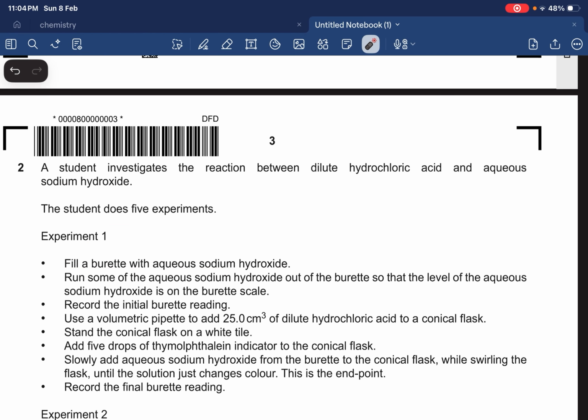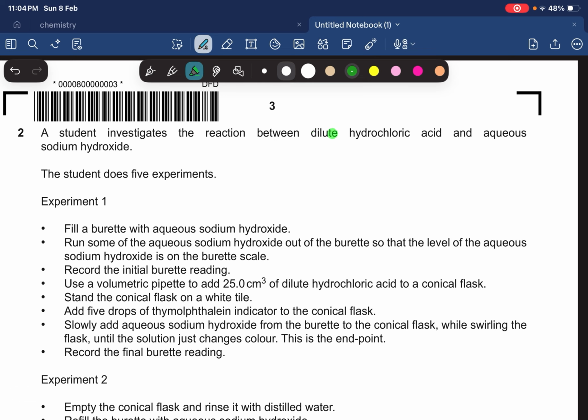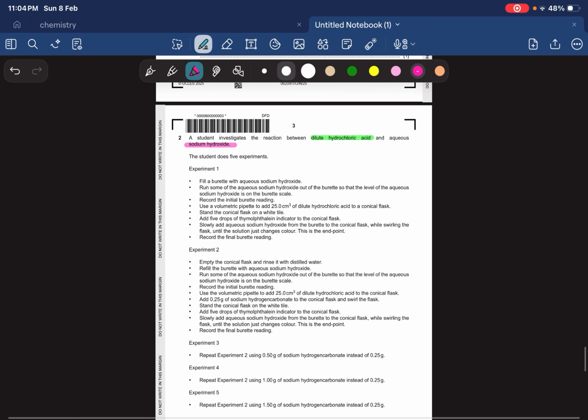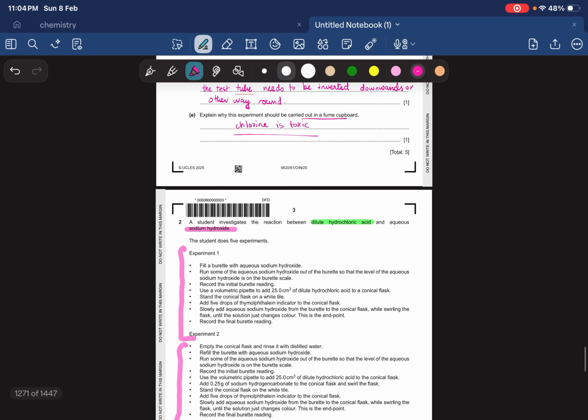Simple titration is going to happen, I think, because what we're doing, we have our typical dilute acid, we have our typical alkali, and we're just doing titration. For titration, what do you need to know? Look, these are all steps for titration. Experiment 1 is titration. Experiment 2 is again titration. Then you repeat your titration, and then they ask you questions about it.